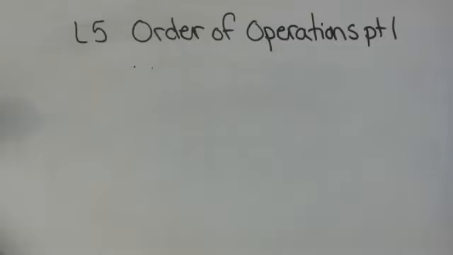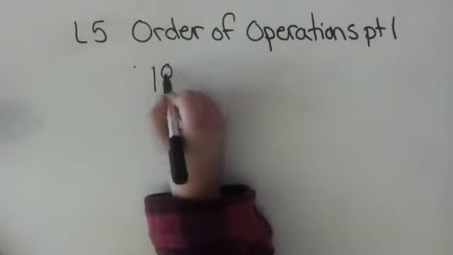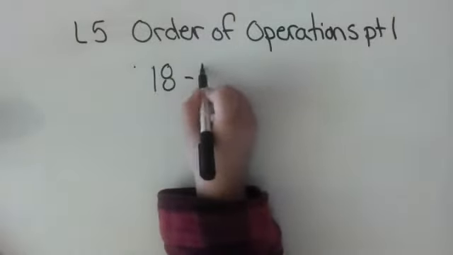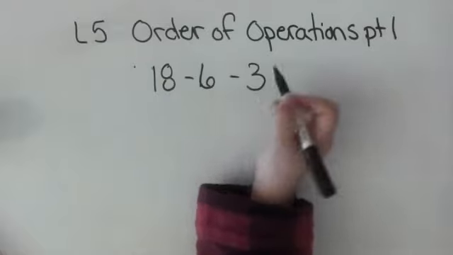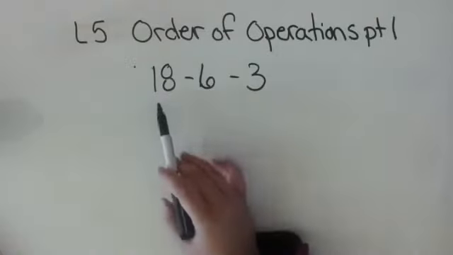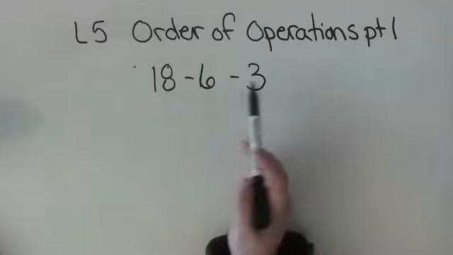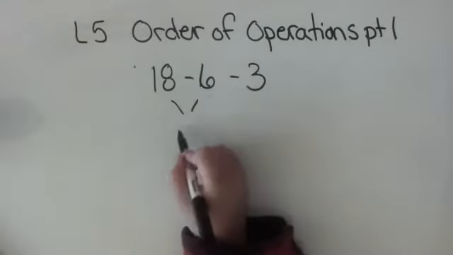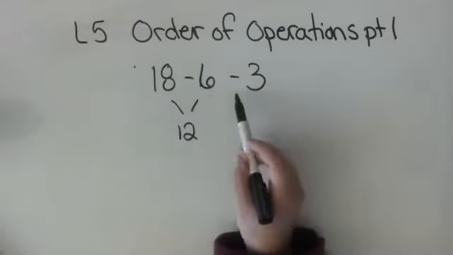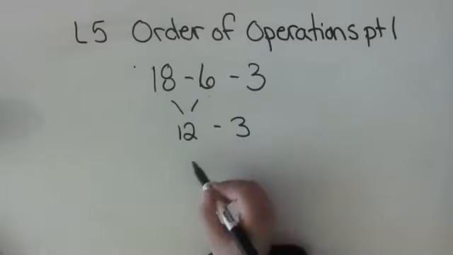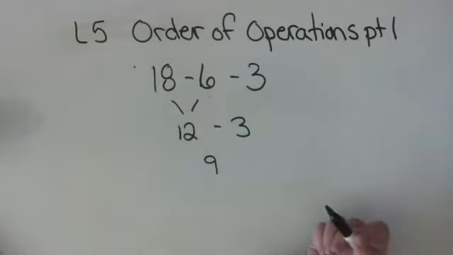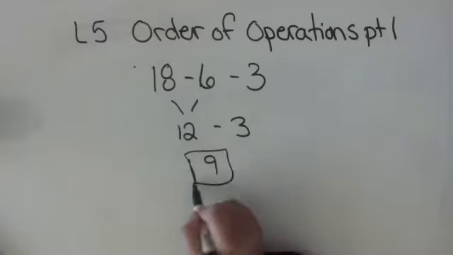This is lesson 5 for course 1, order of operations part 1. When we're looking at the order of operations, what we're looking at is in what order do you do a question? If we have 18 minus 6 minus 3, all we're doing is moving from the left and going to the right. So we do 18 minus 6, which is 12, and then minus 3, which would give us 9. And this would then be our answer.